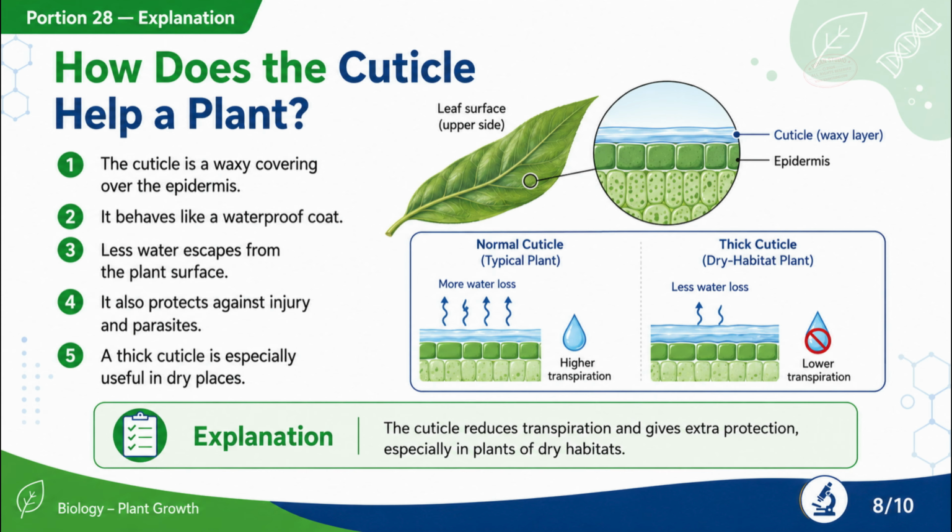It acts like a waterproof raincoat that cuts water loss, transpiration, and guards against injury and parasites. In dry desert plants, the cuticle is extra thick to save as much water as possible.